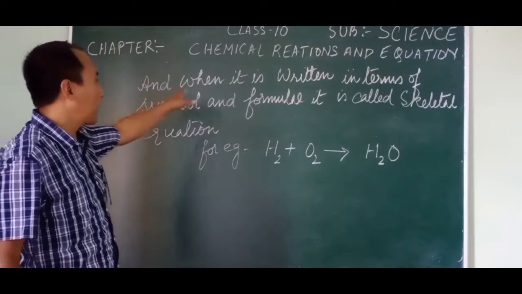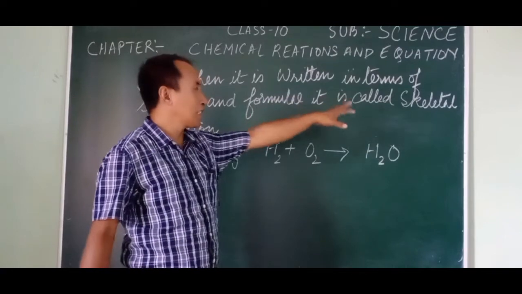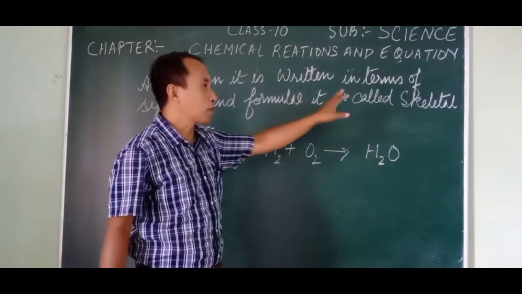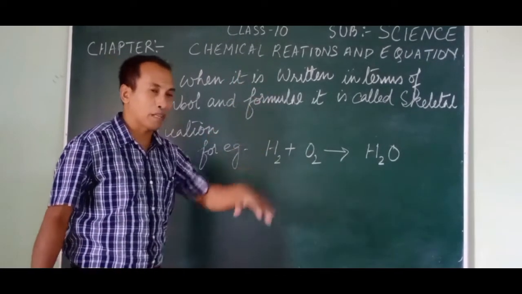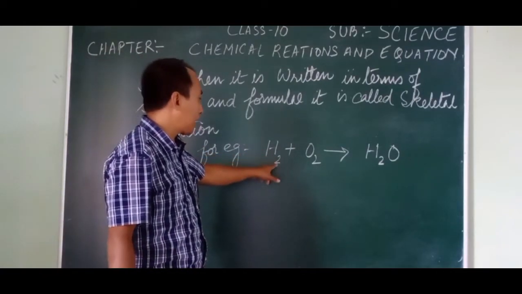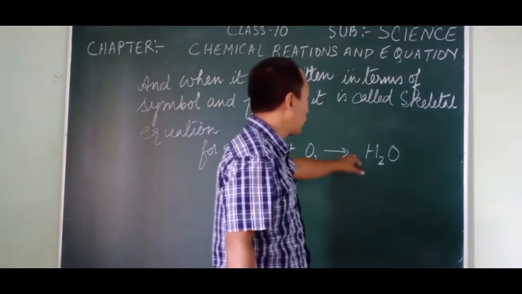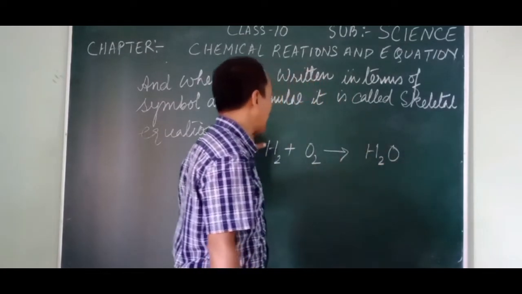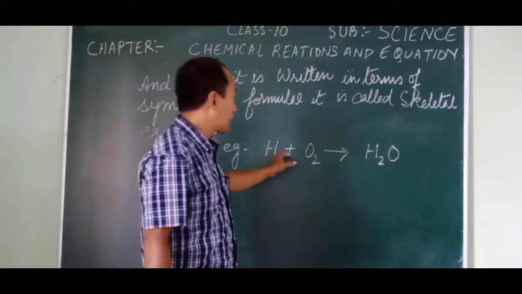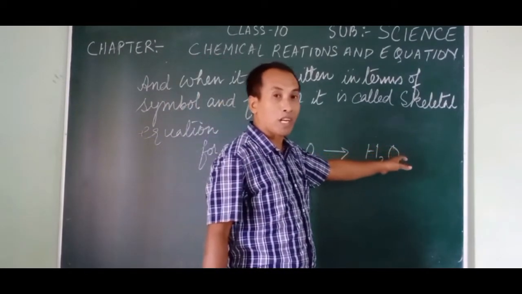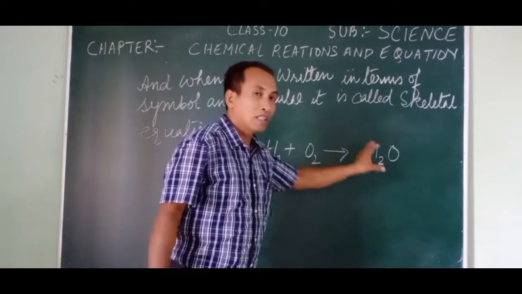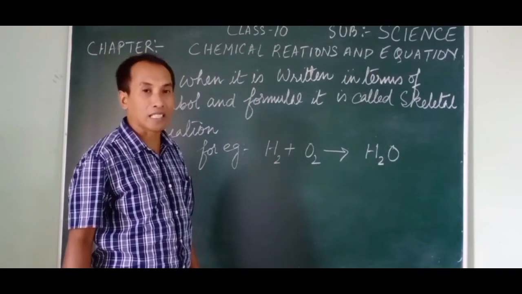When a chemical reaction is written in terms of symbols and formula, then it is called a skeletal equation. Here is an example. Before, in the word equation, we had hydrogen and oxygen react to form water. Here I am giving you hydrogen as the symbol H2, oxygen as the symbol O2, and water as the formula H2O. So this is called a skeletal reaction. Why is it called a skeletal reaction? Because the reactant and the product are not balanced. The number of atoms in the reactant is not equal to the number of atoms in the product. When you express it in terms of symbols and formula, but it is not balanced, then it is called a skeletal reaction.